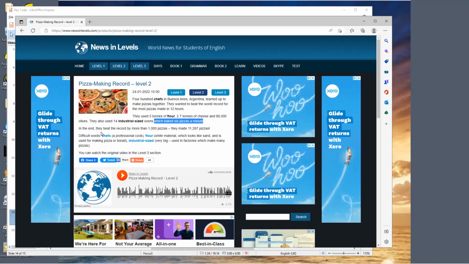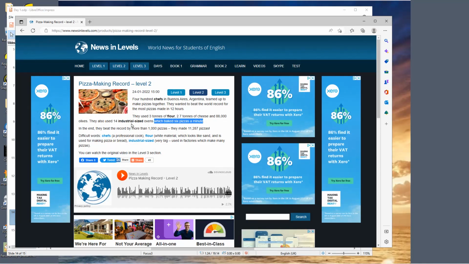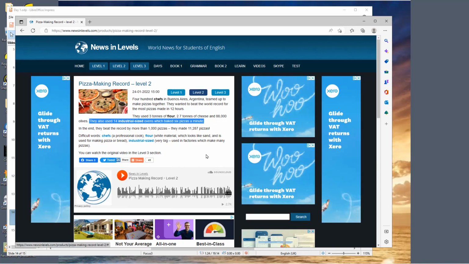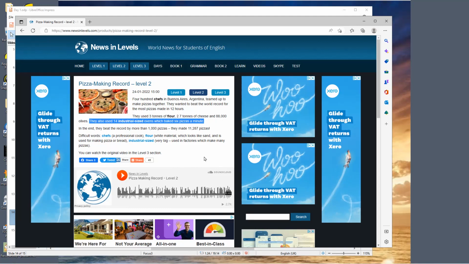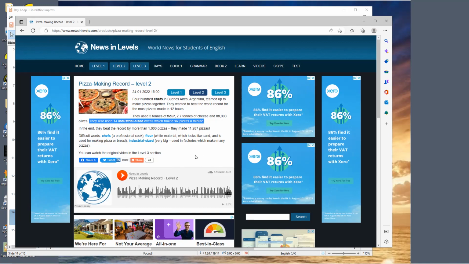"They also used 14 industrial-sized ovens which baked 6 pizzas a minute." Where is the active verb in this sentence? Used. Exactly. Used.